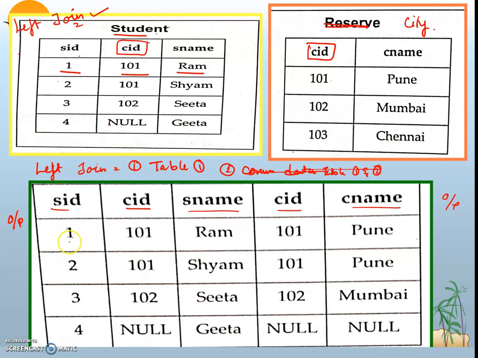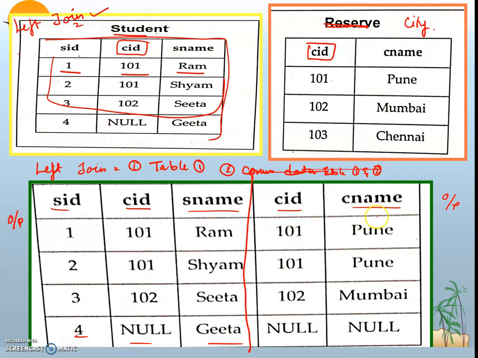And now add the values inside it. So what is the first values I have to add? First add all the values of the left table, that is table number 1. 101 Ram, 101 Shyam, 102 Sita. So this complete data has been copied along with the null value for null Geeta. Okay, so the complete table has been copied now up to this part.